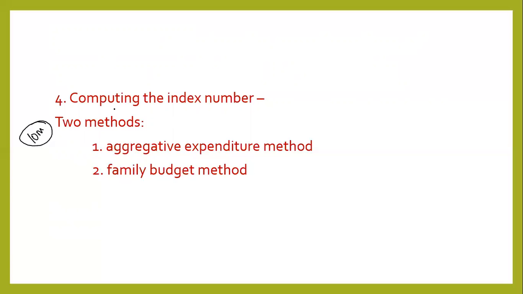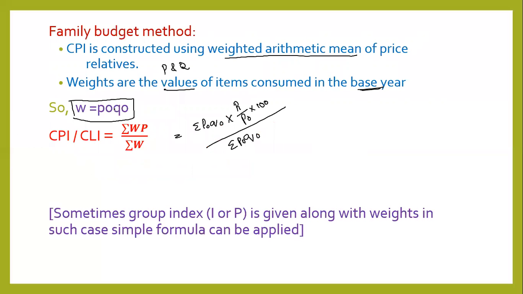And when you say family budget method, it is the weight of the base year. The value of the weight will be taken as of the base year, where you will take both p0 into q0. And how will you find out the cost of living index number under the family budget method? It is summation WP divided by summation W. So do not be worried much about this. We'll explain it more clearly when I work out the problems. This is just for your understanding.